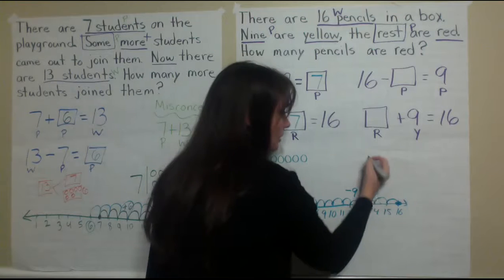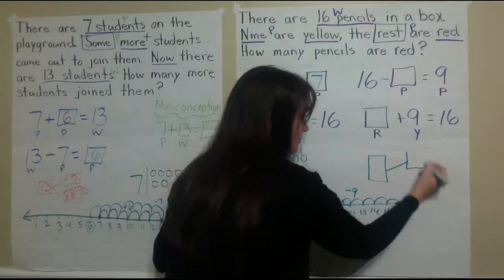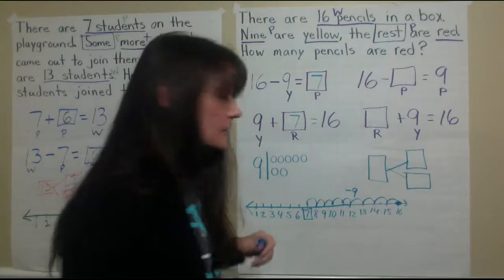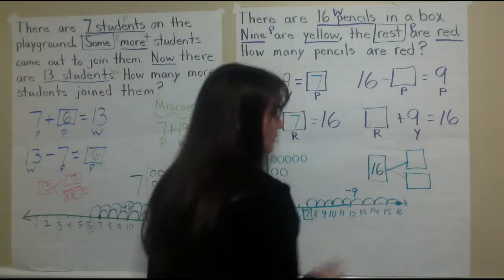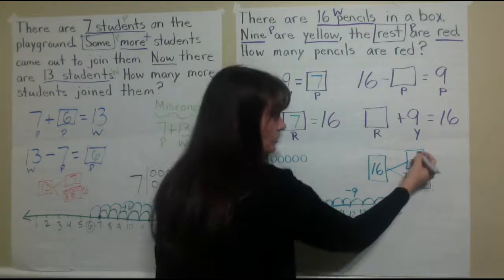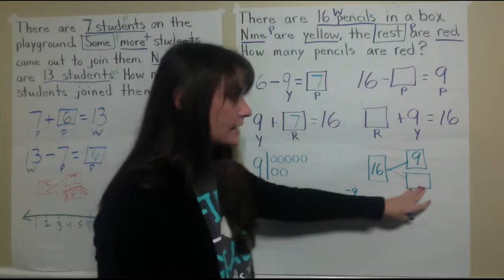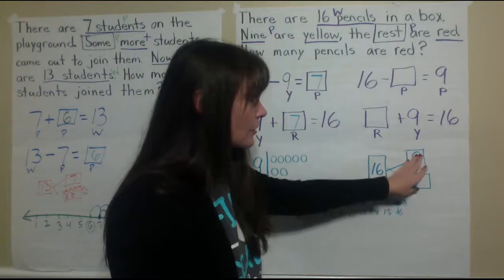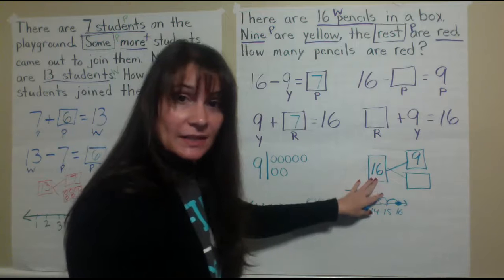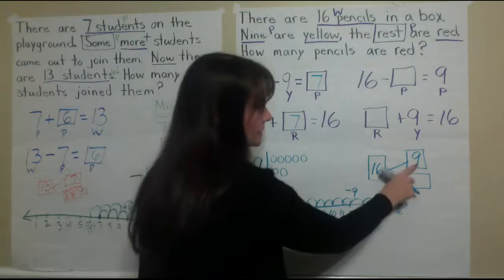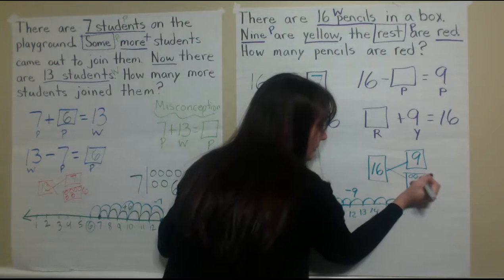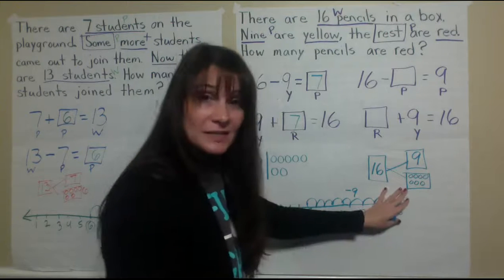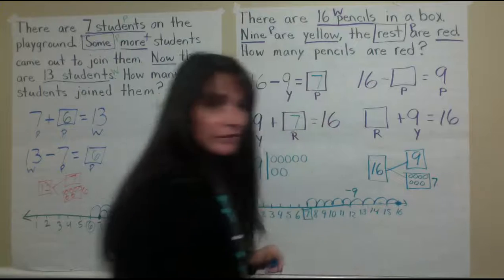So if I had a number bond, my whole always goes here. So I'm going to put my whole in. The part that I know, I'm going to put here. And then I can count on to help me figure that out. I can say 16 minus 9 equals box, or 9 plus box equals 16. So let's try that. 9, 10, 11, 12, 13, 14, 15, 16. And my answer would still be 7.